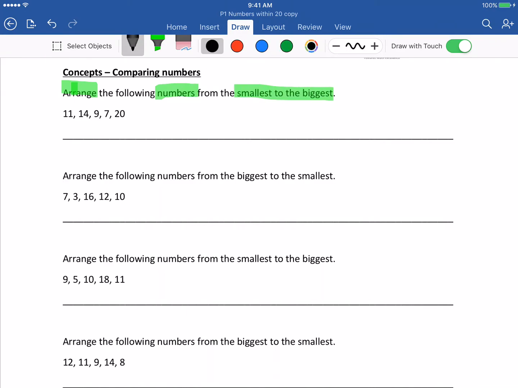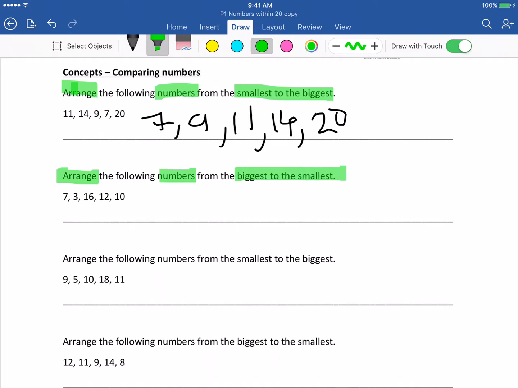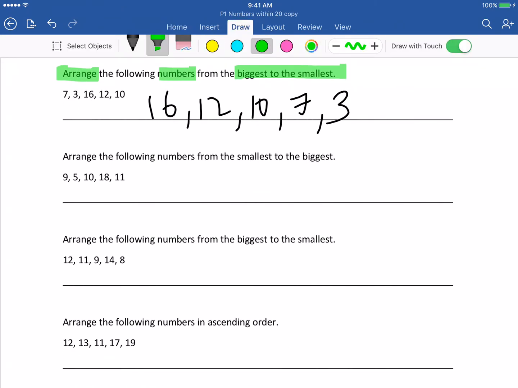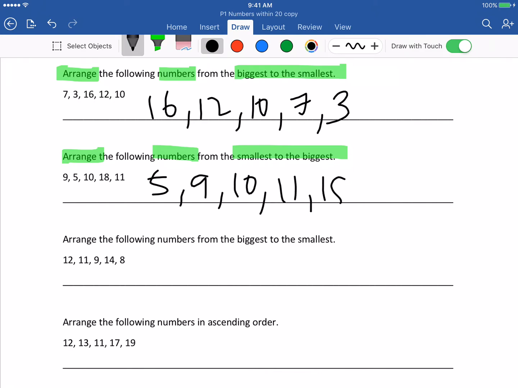So the smallest to biggest for this would be 7, 9, 11, 14, and 20. Okay, the next one, arrange the numbers from biggest to smallest. So biggest would be 16, 12, 10, 7, and 3. Next one. Arrange the numbers from smallest to biggest. For this one will be 5, 9, 10, 11, and 18.